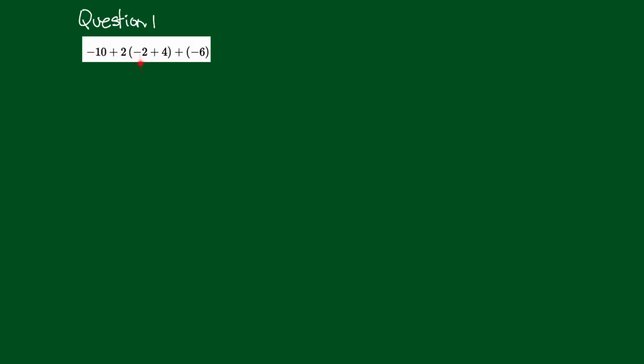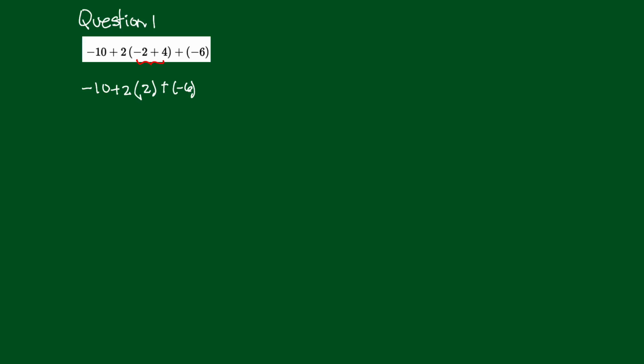Now, I'm going to work inside parentheses first. So I've got this set of grouping symbols. Let's work inside here first. So let's just rewrite what we have. Negative 10 plus 2. Now, negative 2 plus 4, I'm down 2. I get 4 more, so I'm now up 2. So this is going to be a 2. And then a plus a negative 6.